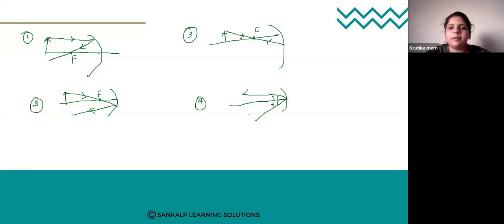Okay, so you need to observe, this is the incident ray, this is the reflected ray. So when you are studying image formation, either by the convex mirror or by the concave mirror, in that you need to see these four studies.